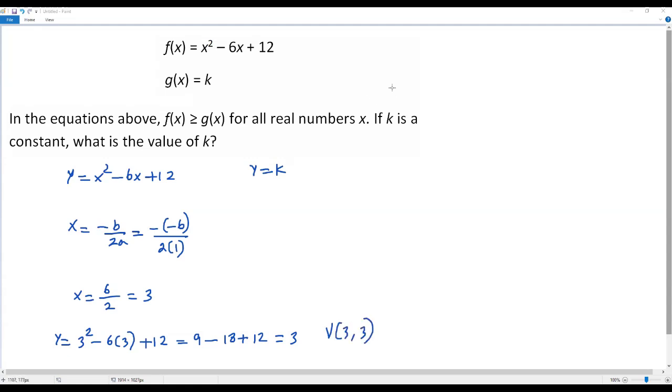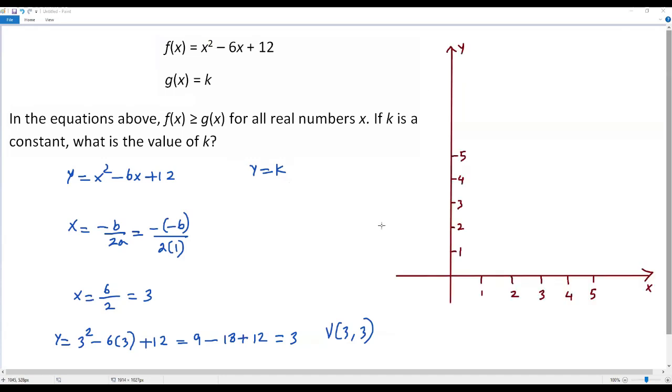Now we can sketch the graph of the parabola on the xy plane. Let me do it. Here we have the xy plane. Let me plot this vertex (3, 3), that is x coordinate 3 and y coordinate 3. Then we have the vertex over here at (3, 3). Here the leading coefficient of this quadratic function is positive, that is 1. Since the leading coefficient is positive, the parabola we get for this quadratic function must open up. Let me draw a parabola which opens up.